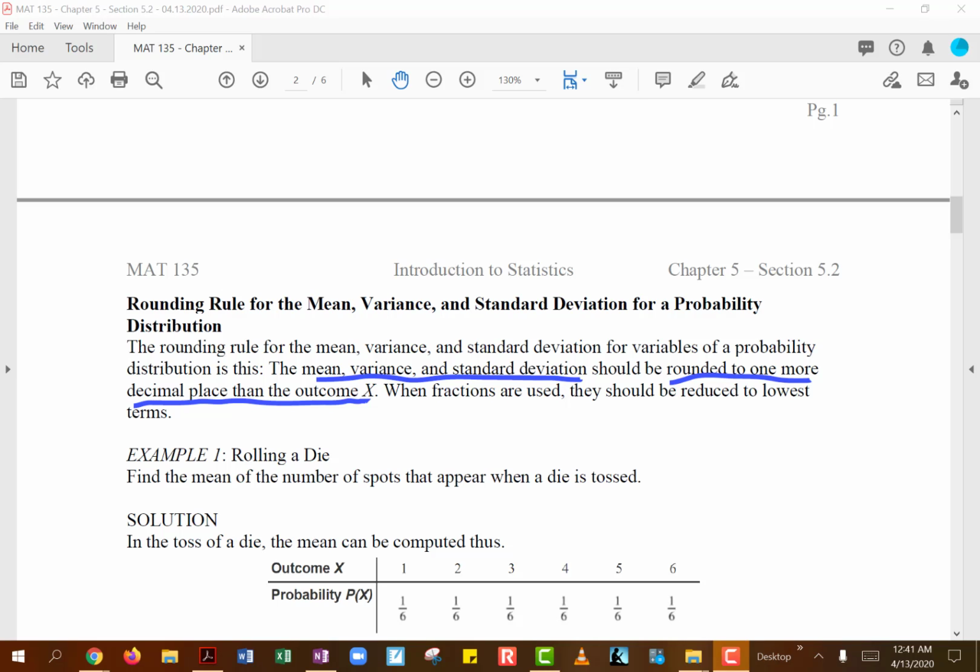So in that same way, if your outcome has 1 decimal place, then your mean, variance, and standard deviation, you will have to go to 2 decimal places, and so on and so forth, okay? Now, if you leave your calculations as fractions, then just make sure you always write your fractions in lowest terms, okay?